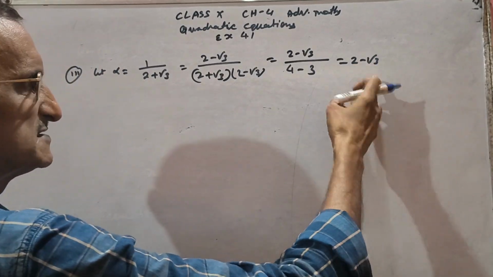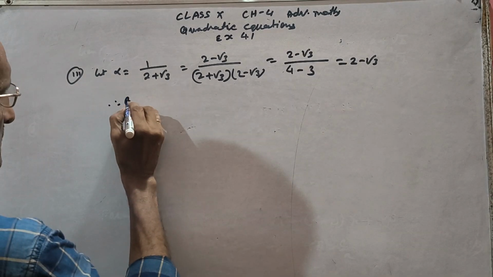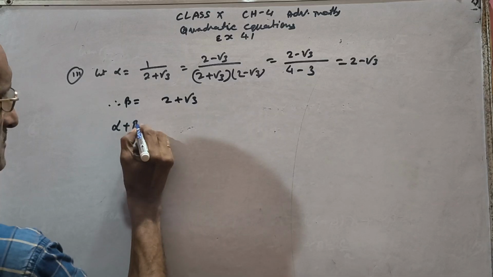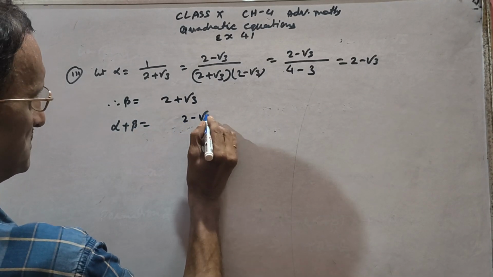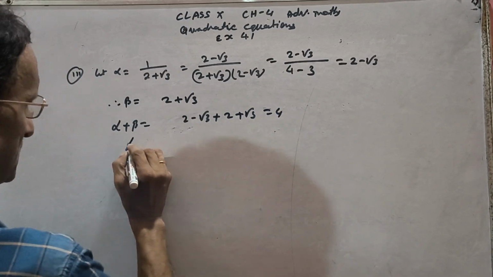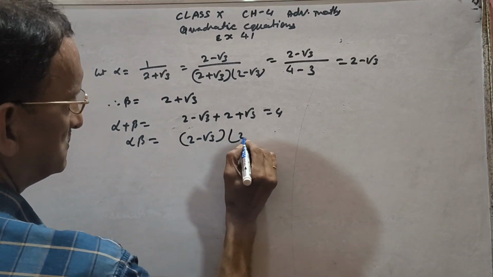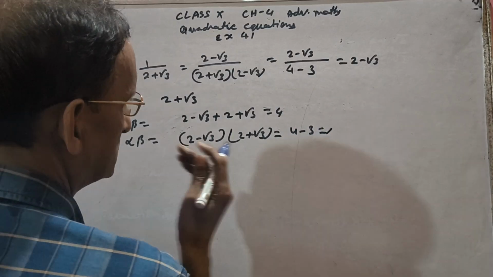The other will be obviously its conjugate, so minus conjugate will be plus. Therefore, beta equal to 2 plus root 3. Then find the sum of roots. Alpha, 2 minus root 3 plus 2 plus root 3, we will get 4. Find the product of roots. 2 minus root 3 into 2 plus root 3, how much will we get? 4 minus 3 equal to 1.